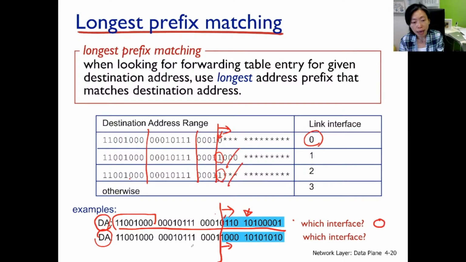Now, the second destination here. The 21st bit is 1, so it should be one of these. Now, 0, 0, 0. It actually matches the second entry more. Therefore, the outgoing interface for the second destination address is 1.